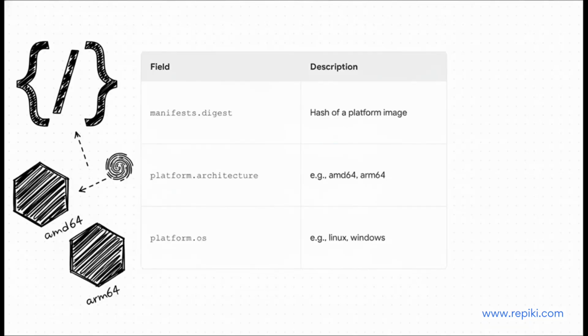And if you look under the hood, this index is really just a simple list. You can see here, each entry points to a specific image using its unique fingerprint. We call that a digest, and it clearly labels what platform it's for, like amd64 for Intel systems or arm64 for Apple Silicon.